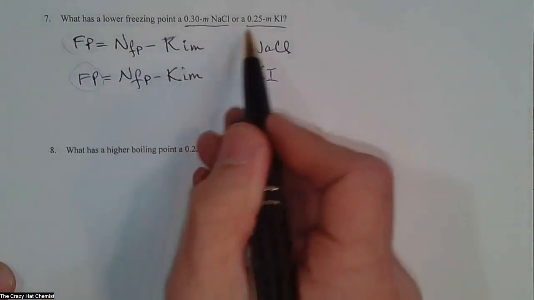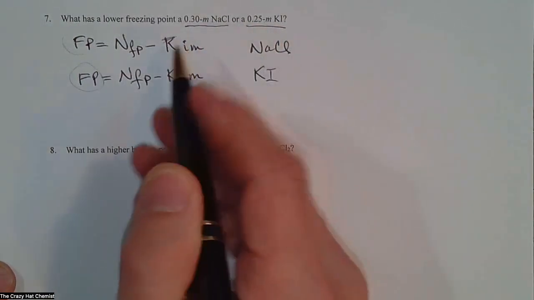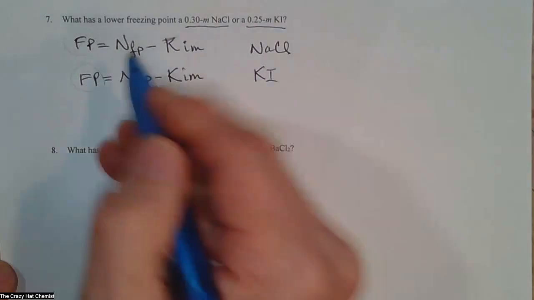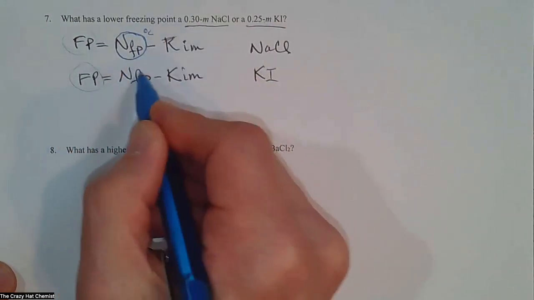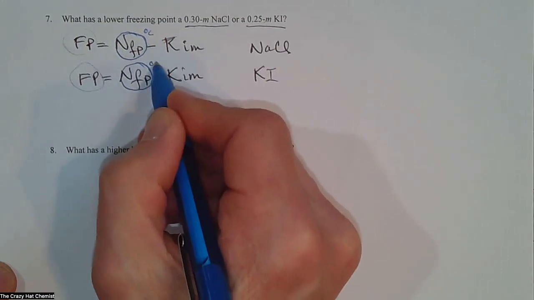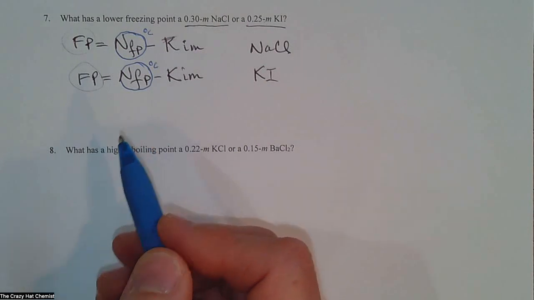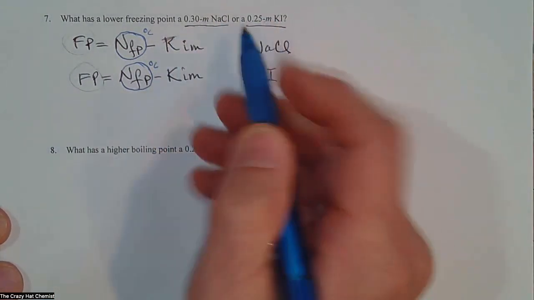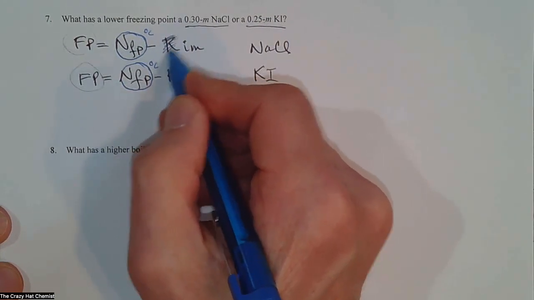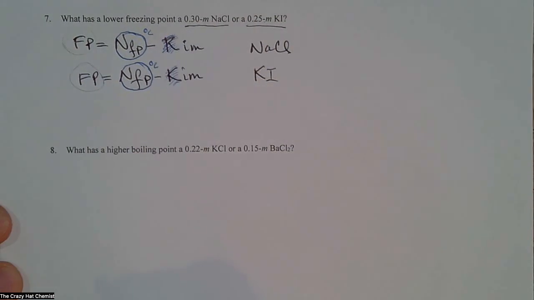Now, since we're going to make the assumption that the solvent is water, that means that this normal freezing point for water would be 0 degrees Celsius. Notice that the normal freezing point is the same for both. Okay, got that. Since they are both in the same solvent, that means that the constant is the same because the constant is based on the solvent.